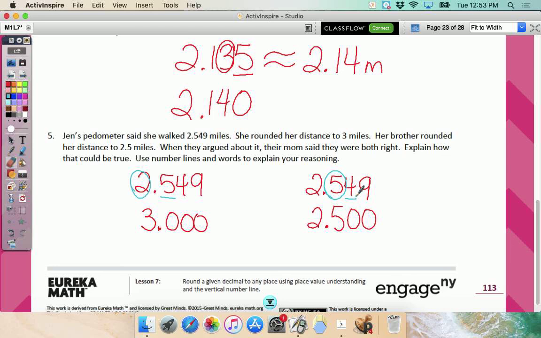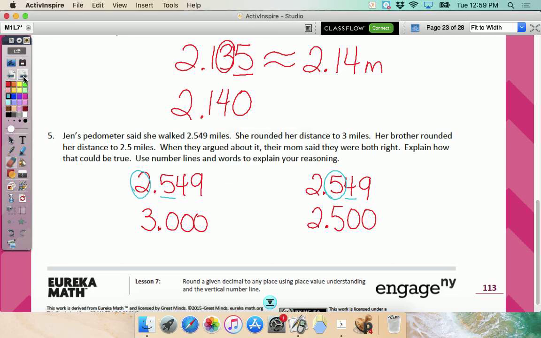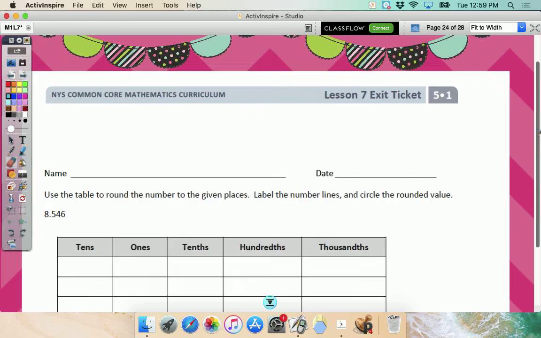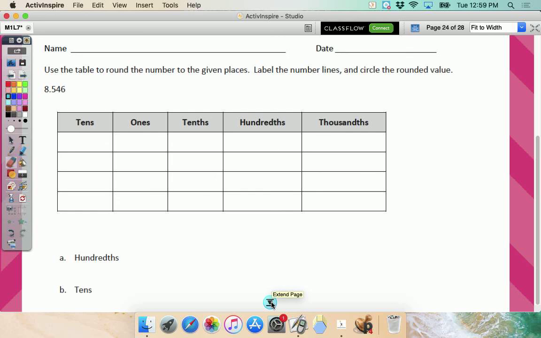Okay, I'm going to pause it, and we're going to work on the homework with a partner for a few minutes before we do the exit. So let's take a look at the exit ticket. You're going to round 8 and 546 thousandths to the nearest hundredth and the tenth.